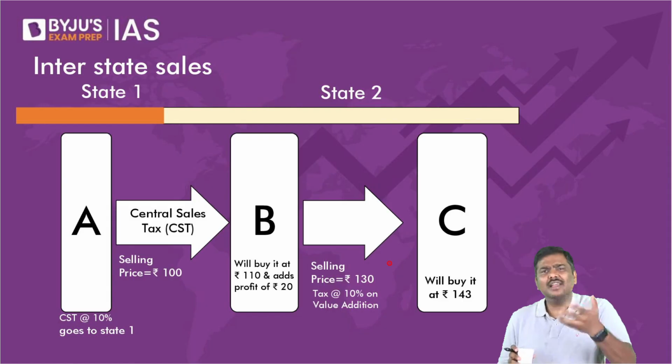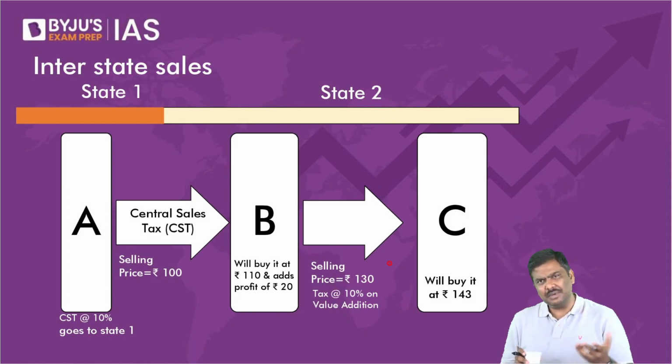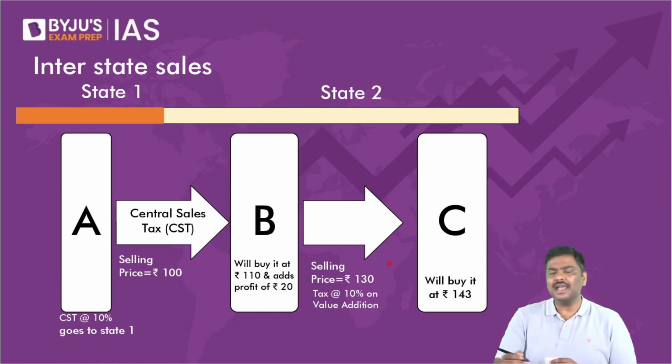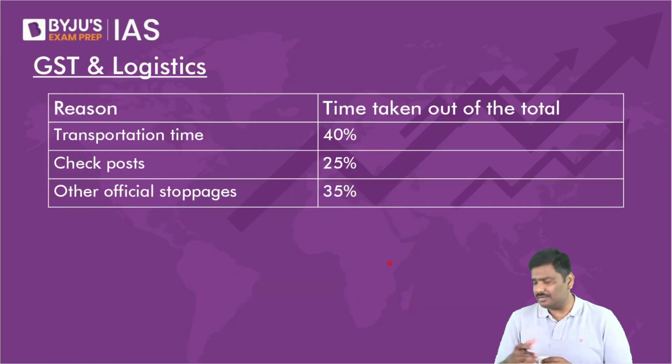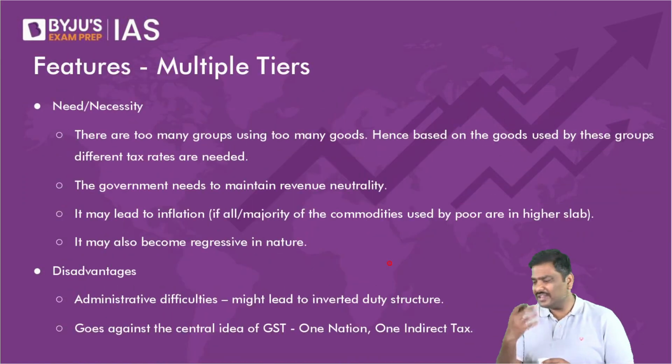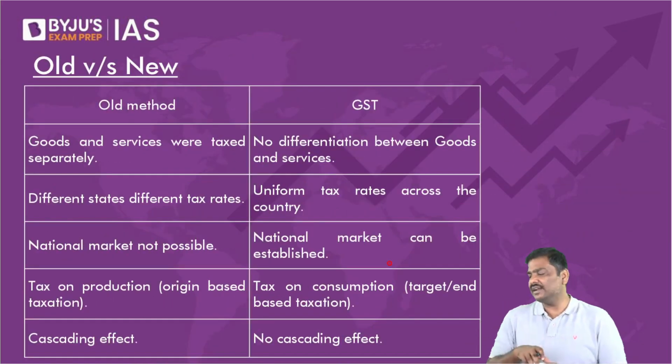VAT is taken, collected by which state? Can I simply say the state where the good is consumed? Where the good is consumed, that state will collect the VAT, right? So the state where the consumption happens, that state will collect the VAT. That is the precise reason I said VAT is a destination based tax.